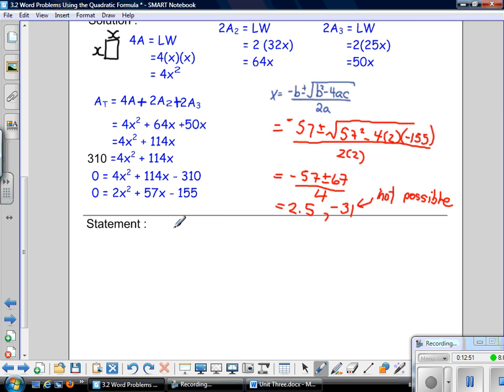So therefore, she should make the deck 2.5 feet in width.